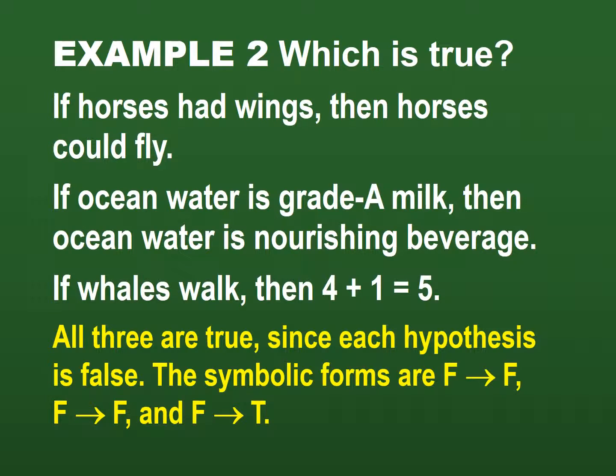So they're all true, since each hypothesis is false. However, the first and second one, you also had a false conclusion, and then on the third one, you had a true conclusion. So the symbol forms, the first one was false implies false, because this was false and this was false. The second one was, again, false implies false, and then the third one was false implies true.